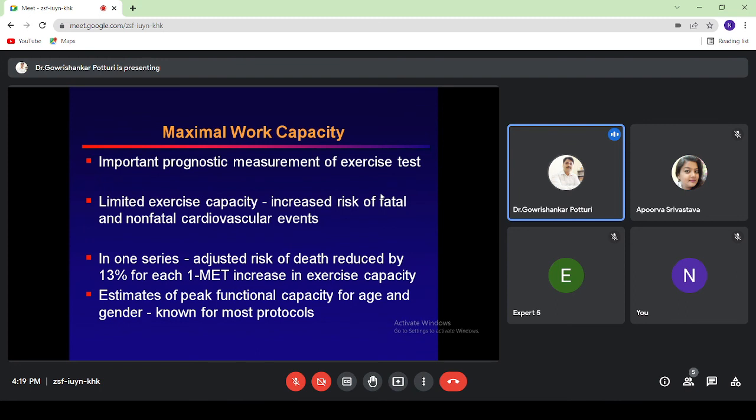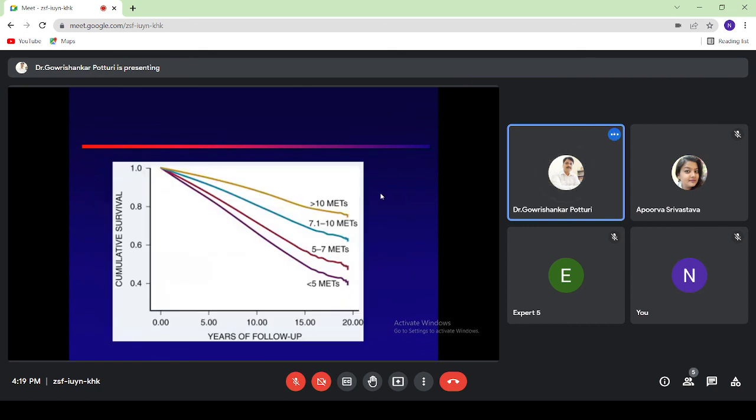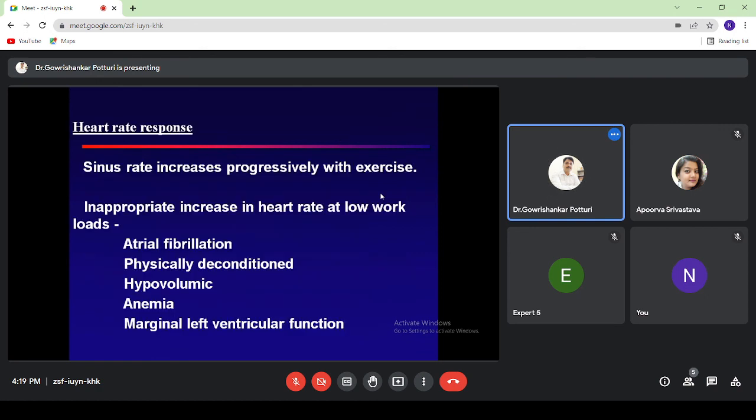Maximal work capacity is an important prognostic measurement of the exercise test. Limited exercise capacity means increased risk of fatal and non-fatal cardiovascular events. In one series, the adjusted risk of death was reduced by 13% for each 1 MET increase in exercise capacity. Estimation of peak functional capacity for age and gender is known for most protocols.